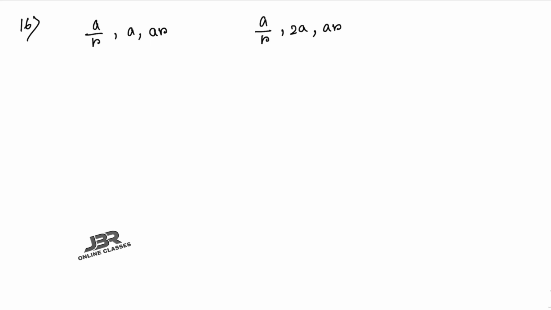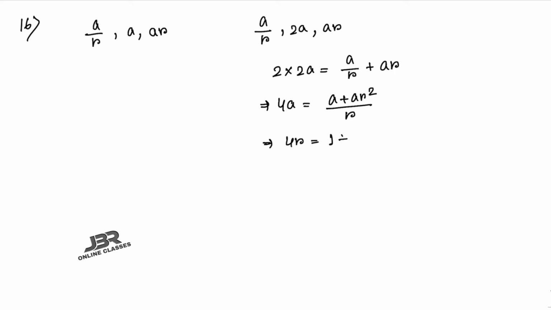So here the formula of AP, 2 into middle term, that one equal to addition of first one and the last one. So here 4A, that one equal to A by R plus A R square. Okay, so here AA cancel out, 4R it will be 1 plus R square. So that means here R square minus 4R plus 1, that one equal to 0. Now you can solve it by Sridhar formula. So here R equal to 4 plus minus 2 root 3 by 2.